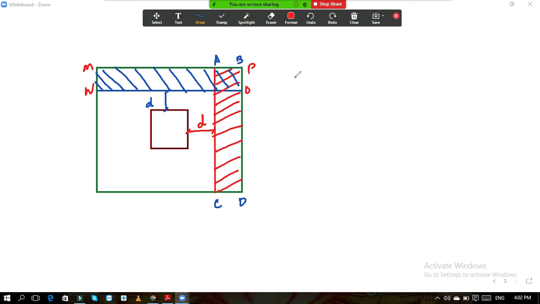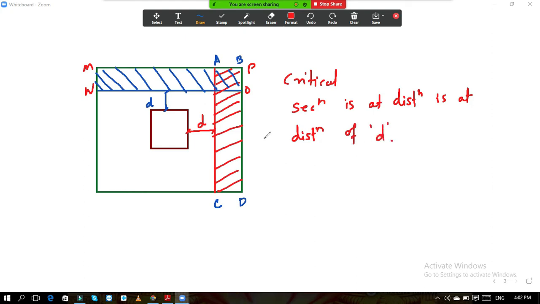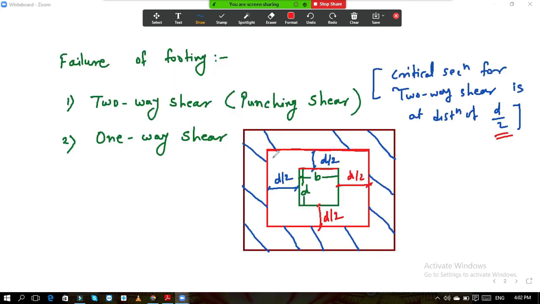So the thing to remember is, for one way shear, the critical section is at a distance of d. And in the case of two way shear, your critical section is at a distance of d by 2. This two way shear is also called punching shear. So these are some of the important points. And these two shears are the main forces which cause the failure of the footing.